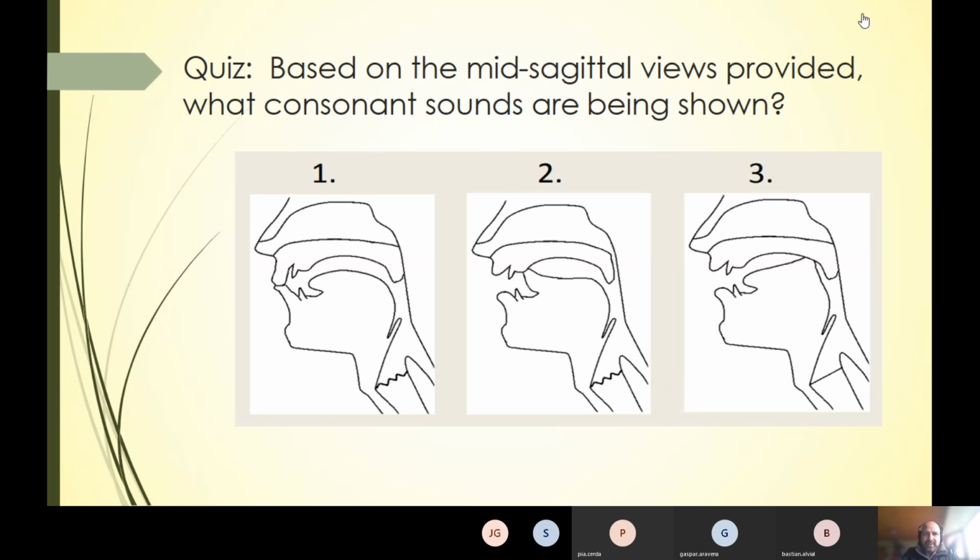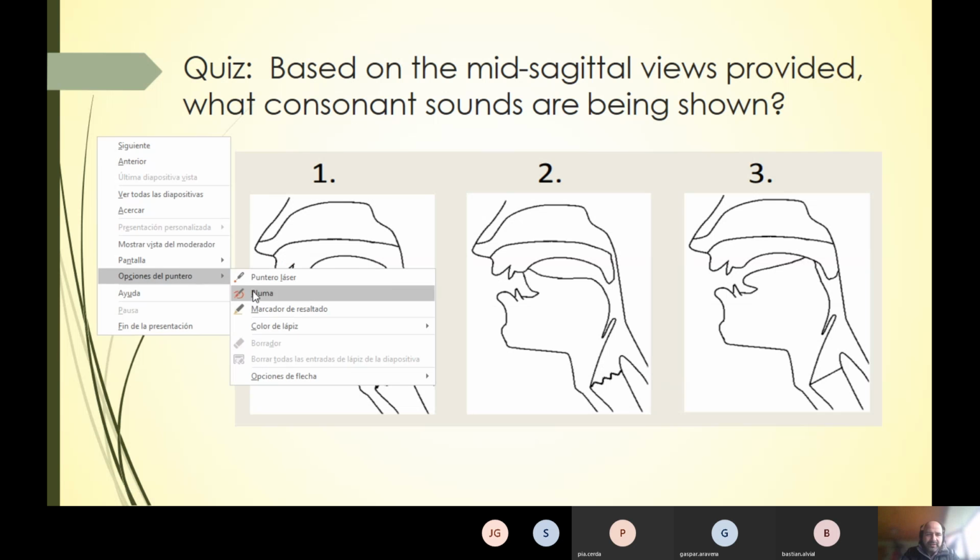And I'm showing you, the few participants in the room, a slide, which is a quiz. It reads, based on the message that is provided, what consonant sounds are being shown? Do you know the answer, or do you remember the answer for this?